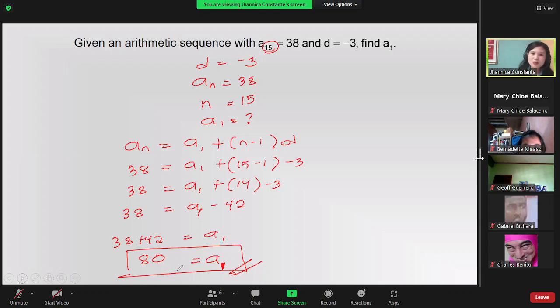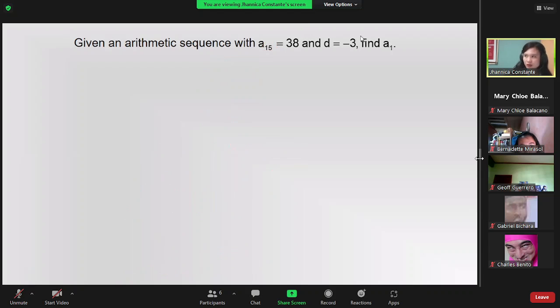So as you can see, using the formula for the arithmetic sequence, you can solve for a specific term of the sequence. You can solve for the position, the relative position in the sequence, and you can also solve for the first term of the arithmetic sequence that we have. Let's try another example that we have here.